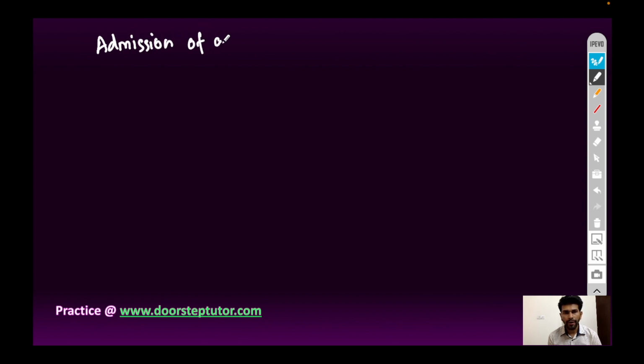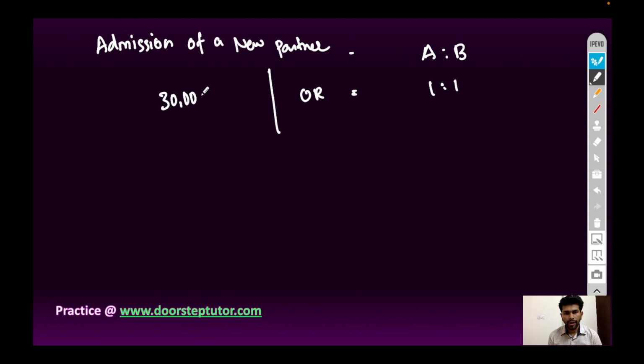In case of admission of a new partner, for example, profit sharing ratio among A and B is equal, 1 is to 1. This is the old ratio. It means if there is a profit of 30,000 rupees, it will be distributed among A and B by 15,000 and 15,000 each.